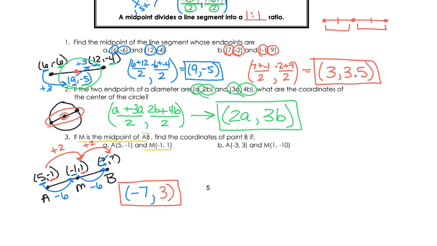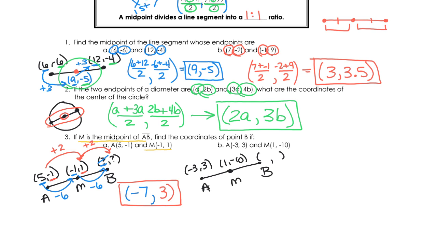Okay, so we're going to do it one more time. For these work backwards ones, I always draw a picture. So A is at -3, 3. M, which is your midpoint, is at 1, -10. And they're looking for the coordinates of B, the other endpoint.